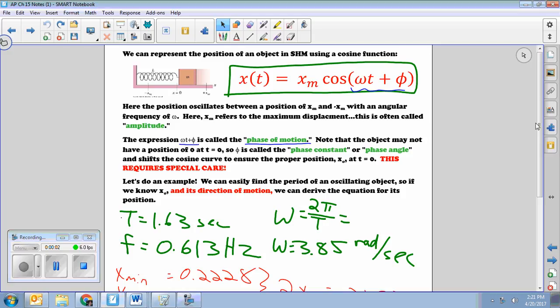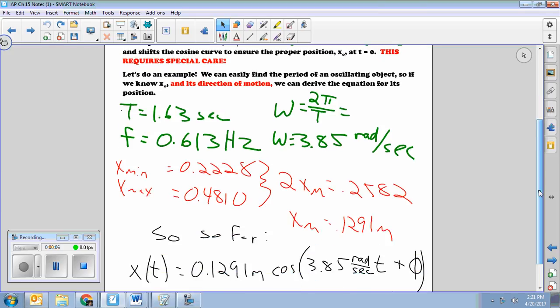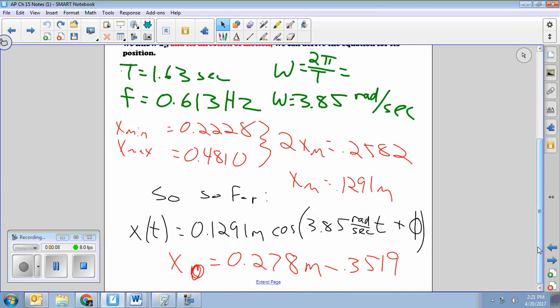Okay, so where we're at today was that we figured out our initial position was this number. We figured out the period by measuring the time from peak to peak. We inverted that to find the frequency, and we found our angular frequency, which was this.